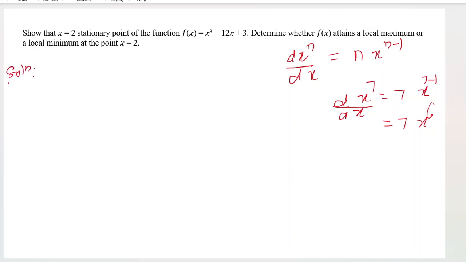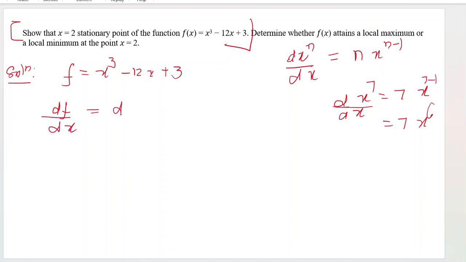Solution is pretty simple. You have to take f, which is equal to x cube minus 12x plus 3. Right now we are solving only the first part, so that x is equal to 2 is a stationary point of the function f of x is equal to x cube minus 12x plus 3. We find this derivative df by dx. This derivative will be the derivative of x cube minus 12x plus 3. Now we have to take the derivative.